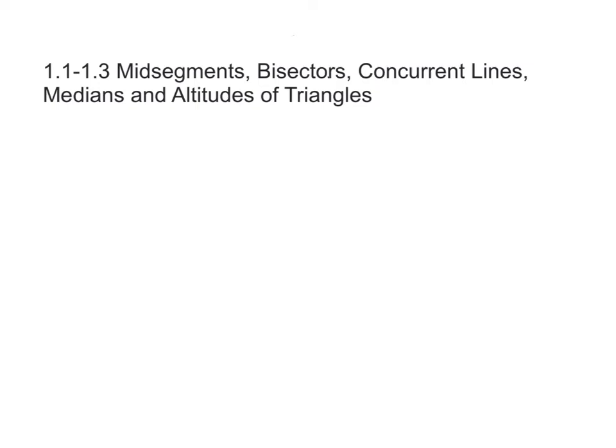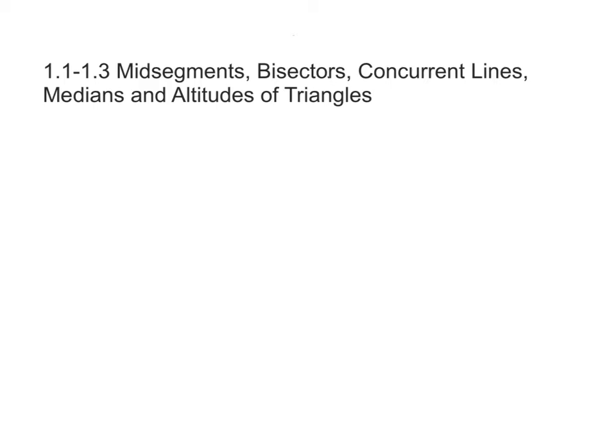So today we're going to talk about sections 1.1 to 1.3 in our class, and that's going to involve midsegments, bisectors, concurrent lines, medians, and altitudes of triangles. As we go through, we're going to pick and choose some different parts of geometry that have a lot of value to them. Some of the things we're going to be doing is writing down definitions and doing some examples. So make sure as we're going through, you're writing down all the different things that we're going to be talking about.